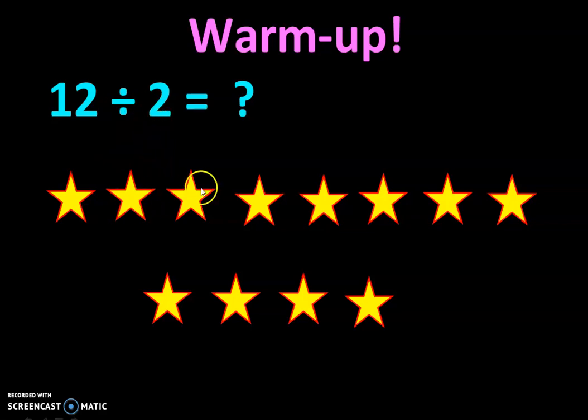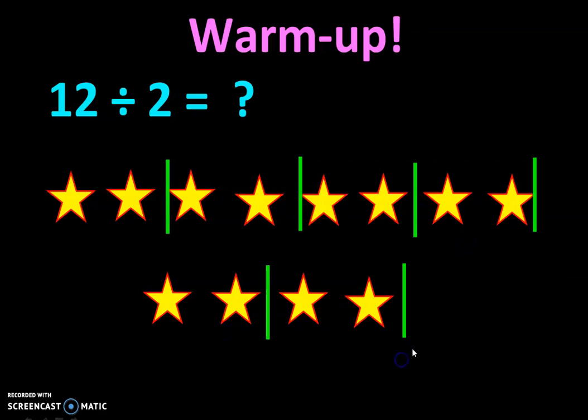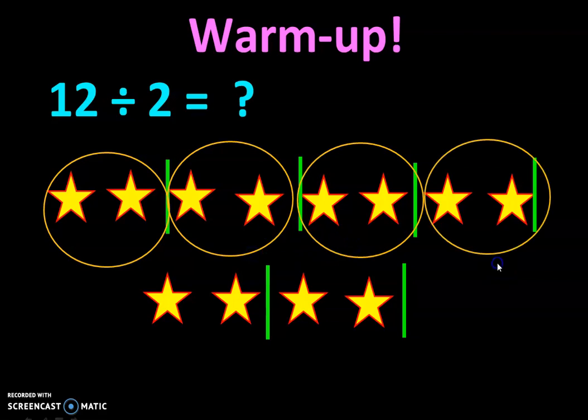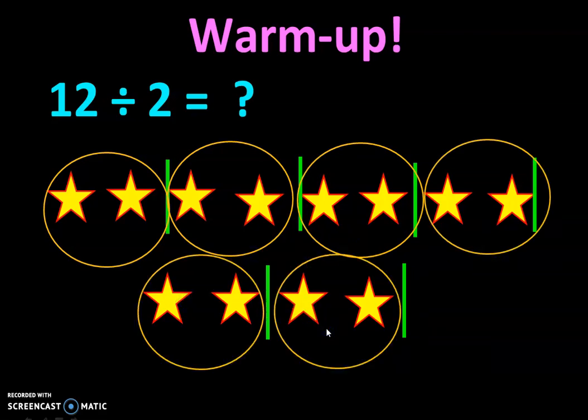So when it is 2, I'm going to put a bar. 1, 2, 1, 2, 1, 2, 1, 2, 1, 2, again 1, 2. So now 2 belongs to one group. How many 2s am I getting like this? How many groups am I getting? That is our answer. So here it is one group, 1, 2, 3, 4, 5, 6 groups are there. So my answer is 6.